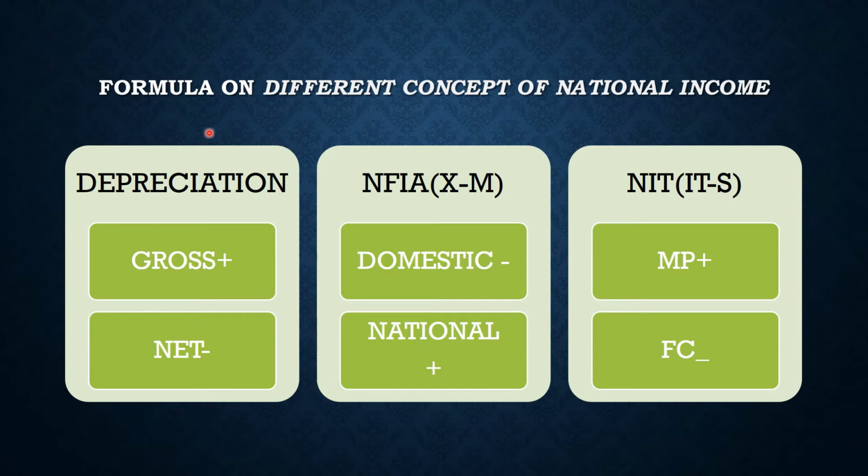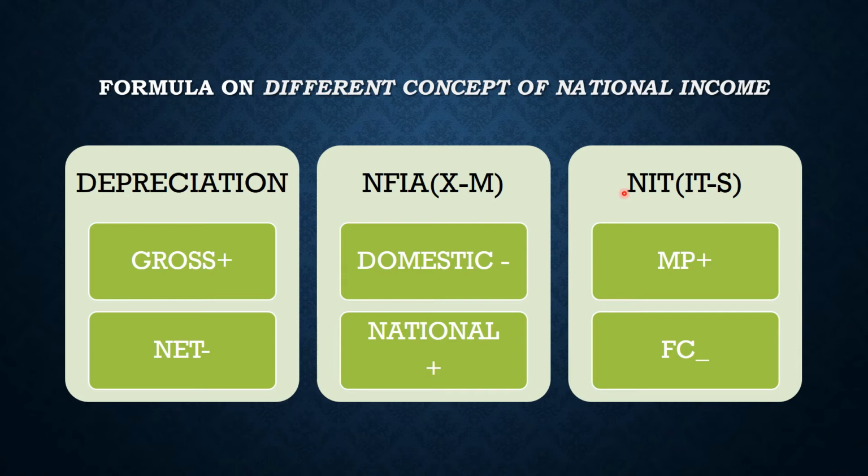So what is the use of depreciation? When you are making a formula on gross, depreciation is added. When you are making a formula on net, depreciation is subtracted. Net factor income from abroad, which is the difference between export and import. If you measure gross domestic product, net factor income from abroad is not added. So that's why the minus sign is here. But when you measure at national level, it is added. So that's why the plus sign is here. Net factor income from abroad is added.